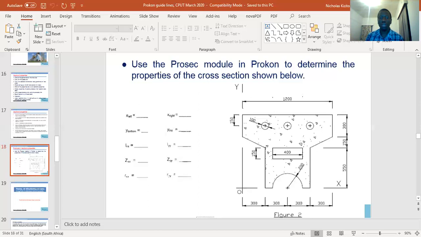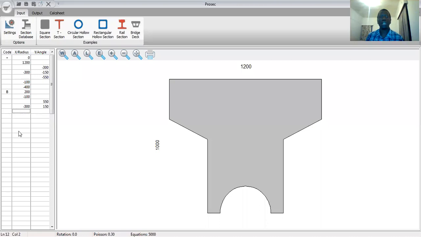So let me just share my polygon again in Prokon. So basically, now that I want to enter voids, I need to change my code. I'm no longer dealing with a polygon. I'm dealing with a void. So I need to change my code to minus. The same way you do it in your hand calculations. When you have a void, you subtract out that area.